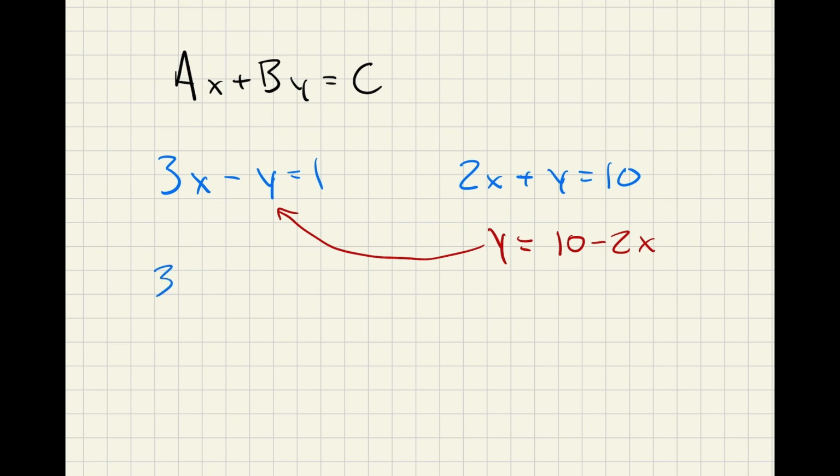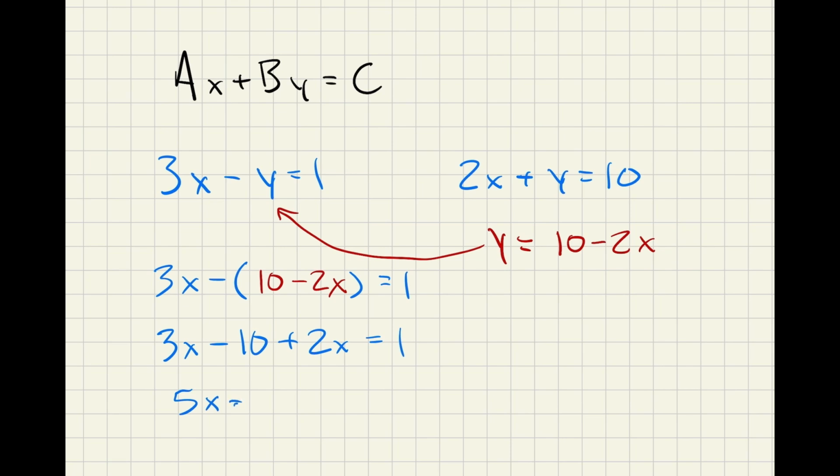So we get 3x minus (10 minus 2x) is equal to 1. And then we just go ahead and solve. So 3x minus 10 plus 2x is equal to 1, or combining like terms and moving the negative 10 over, 5x is equal to 11. So x is equal to 11 over 5.